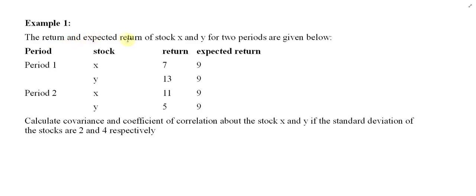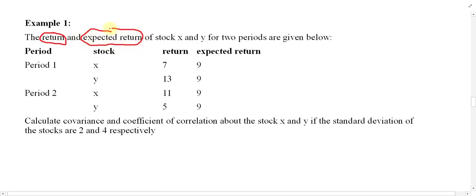Example number 1. The return and expected return of stock X and Y for 2 periods are given below. What is the information? The return and expected return. So 2 things are given in the following information. 1. Return is given, and the second thing, expected returns are given. For which security? For stock X, or security X, as well as security Y. For how many periods? For 2 periods are given.